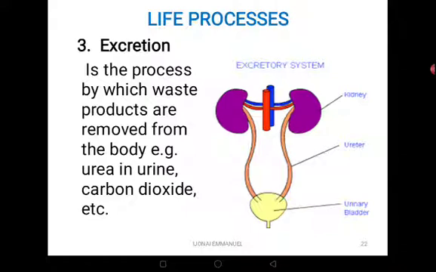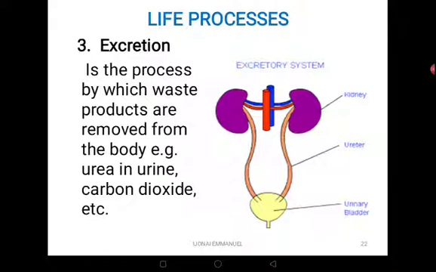One of them is urine. When you urinate, you remove urine. So in urine there is a harmful product called urea. Sometimes when you breathe out, you're removing a gas called carbon dioxide, which is not needed in the body. So the process by which the body removes harmful waste products from the body is what we call excretion. And it's a life process which is carried out by all living organisms.